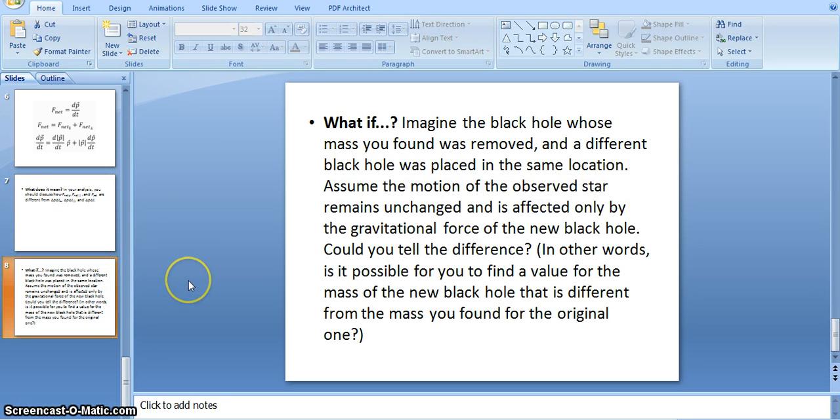Imagine the black hole that we found was removed and a different black hole was placed in the same location. Would it be possible to find a new mass of the black hole that is different from the mass that we found? The answer to this is no, because nothing has changed. If we have the same position, same location, that means that we have the same velocities and the same momentum and therefore the same net force. So in conclusion, the mass of the new black hole will be the same as the original one.